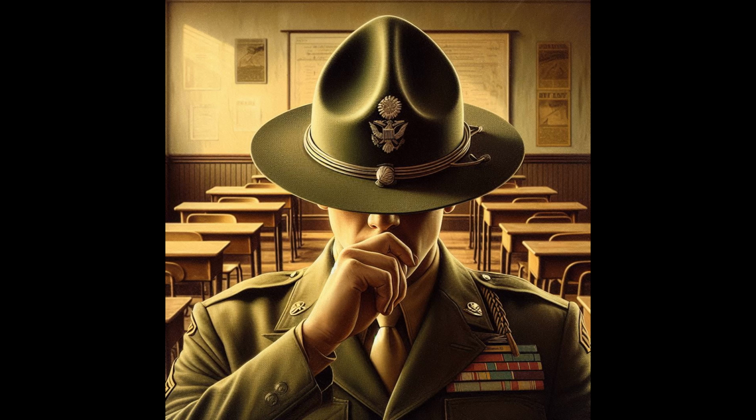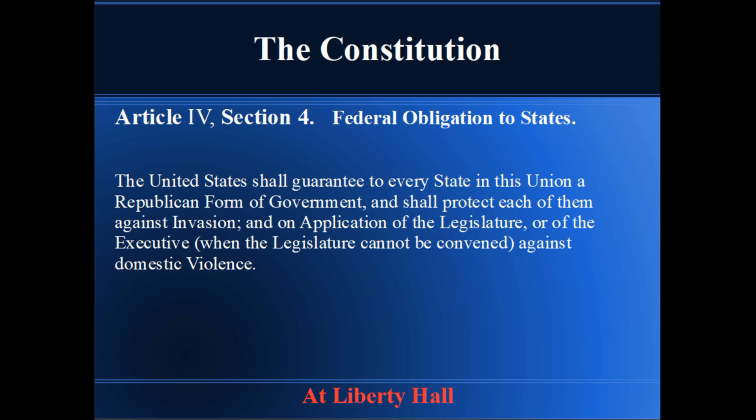1. Congress can admit new states, but cannot form one within an existing state or by combining states without consent. 2. Congress also manages U.S. territories and property. Article 4, Section 4, Federal obligation to states.